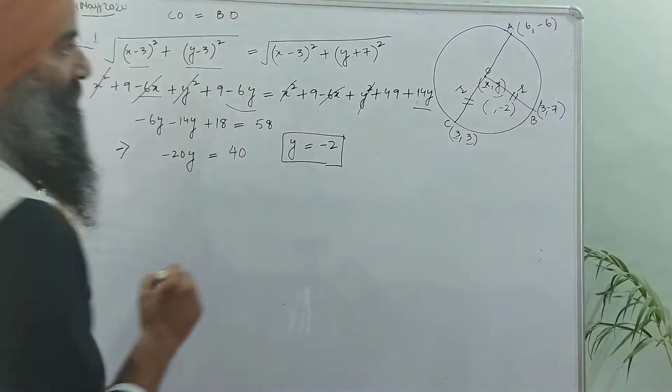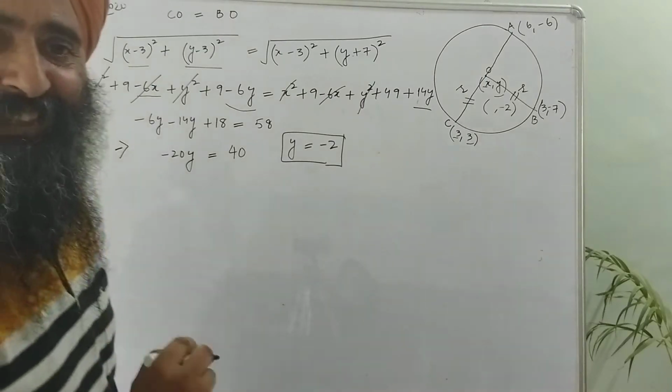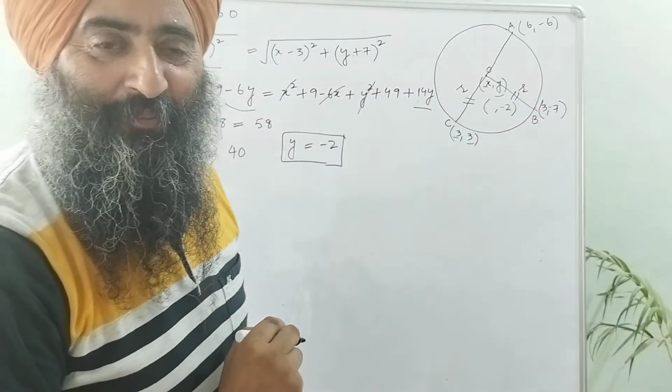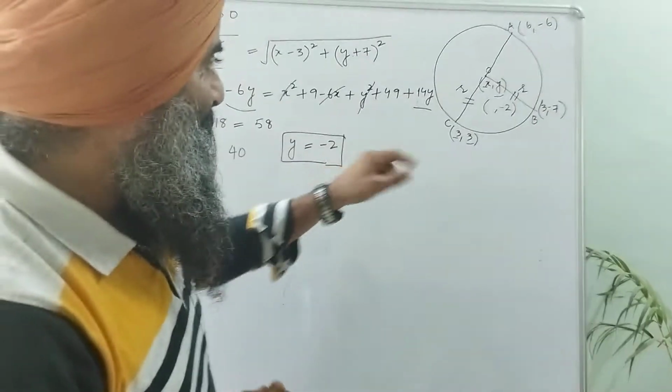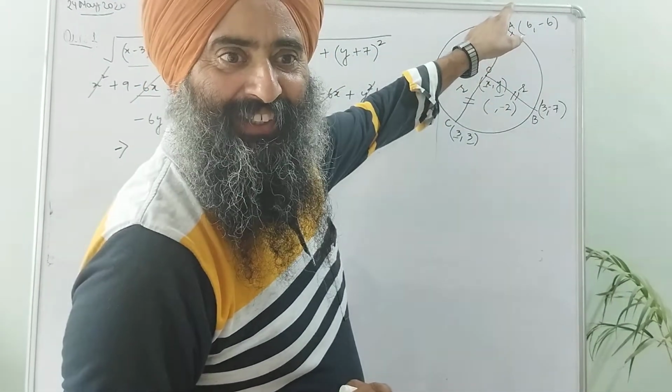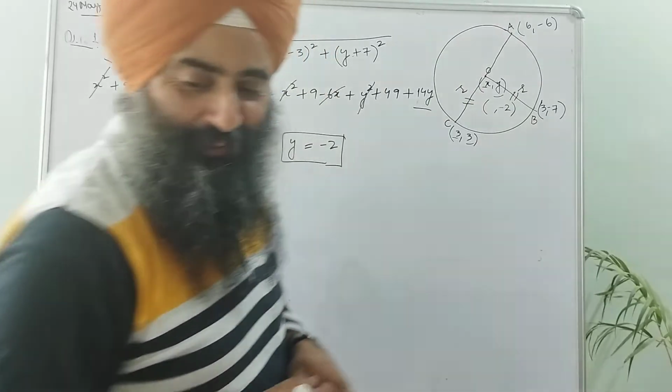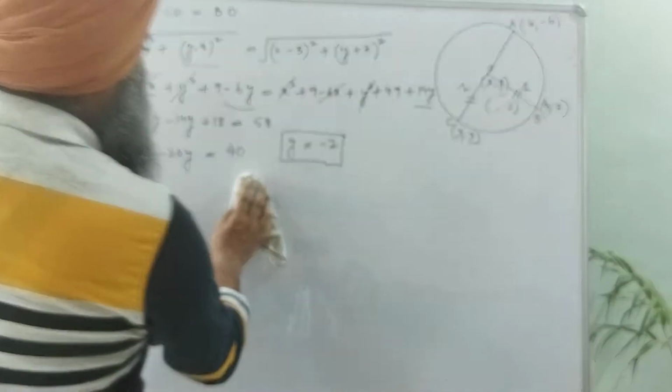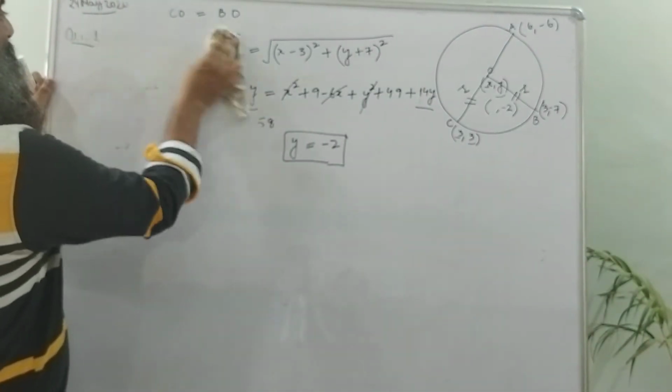So students, we got the coordinate of y, that is minus 2, but we still want to get the coordinate of x. So what can we do now? Any student? Any student, what can we do now? OB is also a radius, OA is also a radius, both are equal. So what can we do? We know y is equal to minus 2.